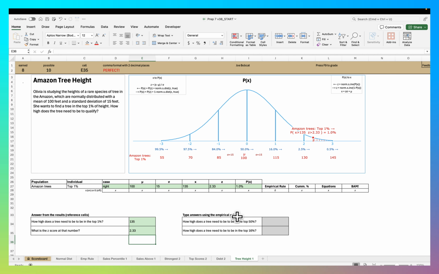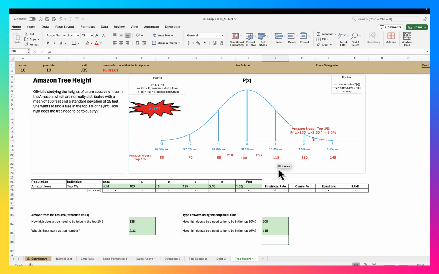Okay, now just using the empirical rule, how high does a tree need to be in the top 50%? Top 50% is 100. And how high does a tree need to be in the top 16%? So top 16 would be 115. Zap. And we're done.